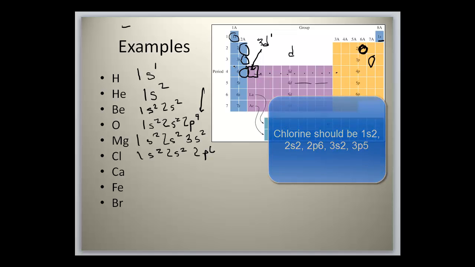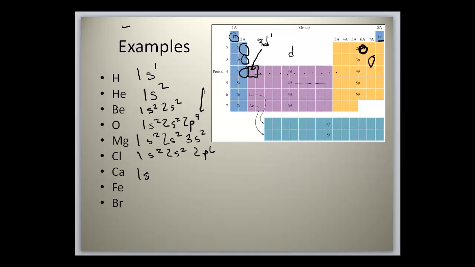Calcium, which is here, would be 1s2, 2s2, 2p6, 3s2, 3p6, 4s2. I'm sorry, let me go back to chlorine. Chlorine is here, third energy level. We have to add the 3s2 and the 3p6.